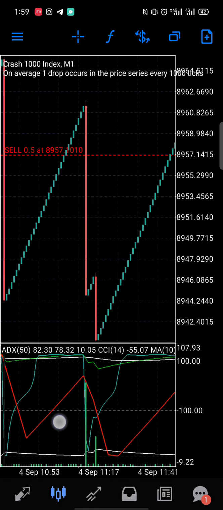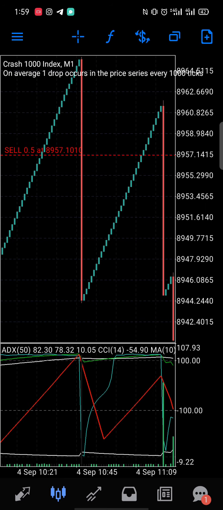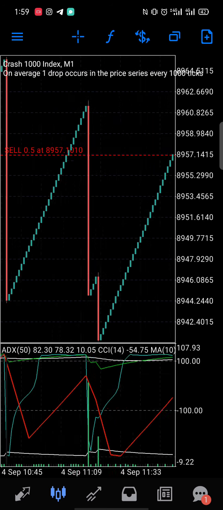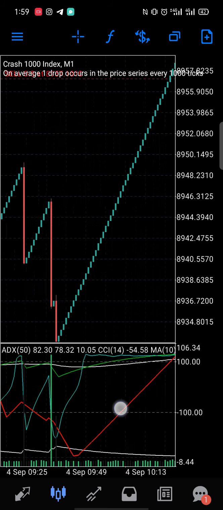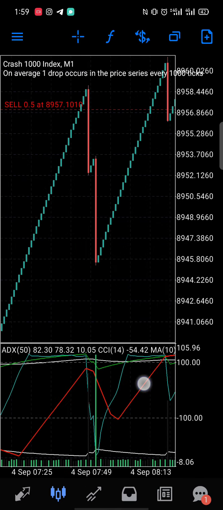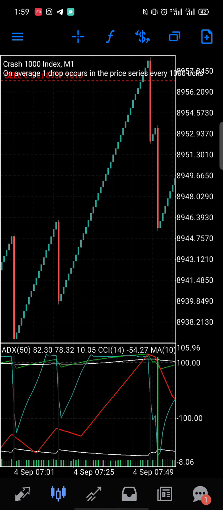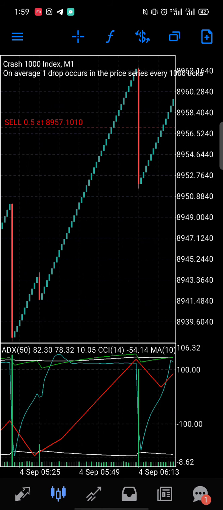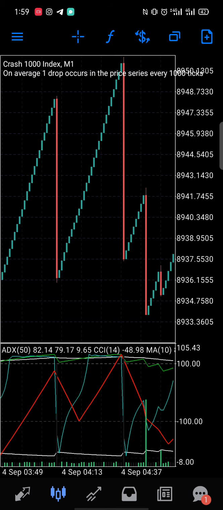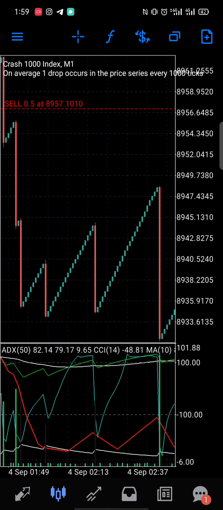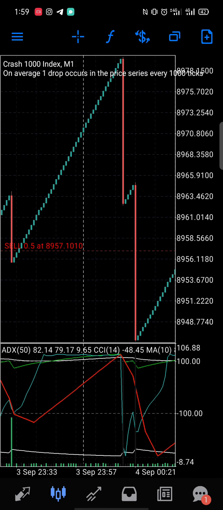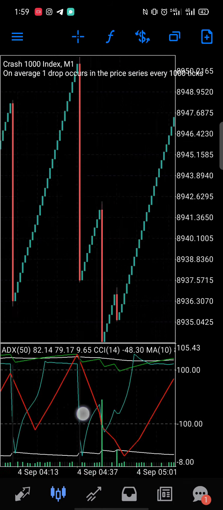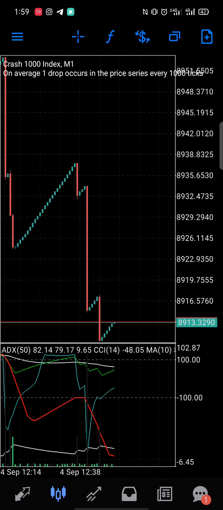Look at this point. It crosses above, it spikes. You can see that. Each time it crosses above, it spikes. This is for crash 1000 and crash 500. As the red moving average crosses above, you get a spike. Is that okay, guys? So that's how it works.